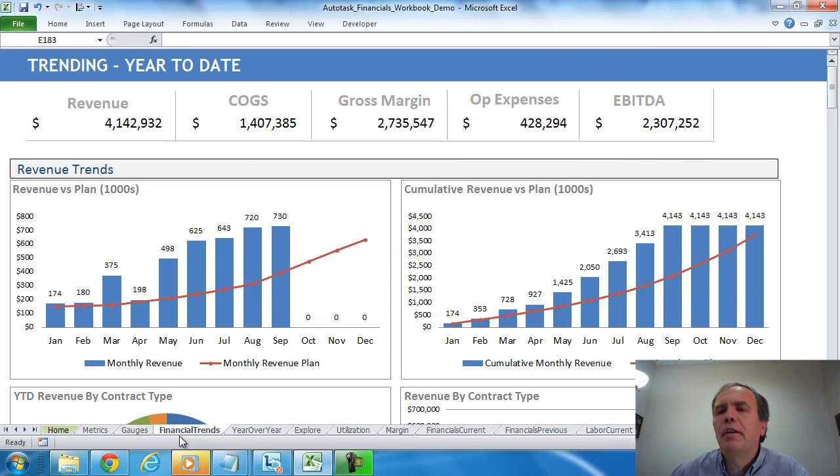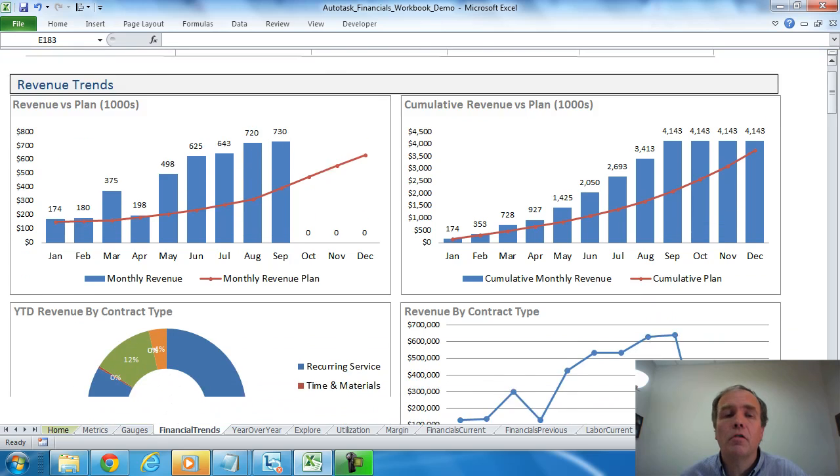Financial trends year to date gives you a graphical presentation, trending analysis of your data to plan. So in this case, revenue to plan and cumulative year-to-date revenue to plan, all presented in thousands. So you can see where you are relative to plan. Even if you miss a certain month, how am I doing year-to-date? That's really what you're often interested in when it comes to financial analysis.